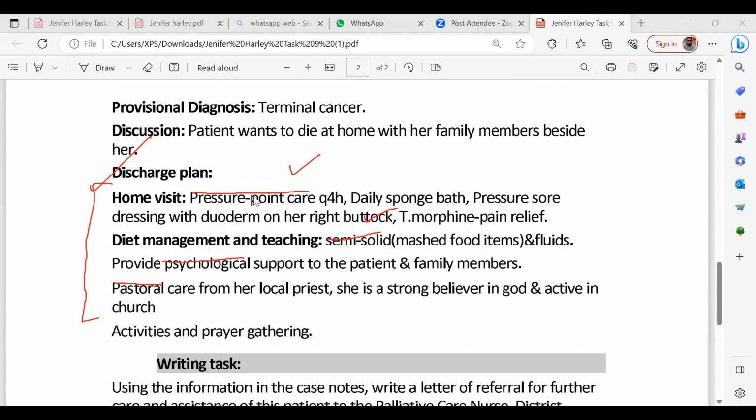The pressure point care is important. Daily sponge bath is also important. Semi-solid dietary instruction is important. Psychological support and religious aspect is also important. So in view of this reading, now we can get to know that we have to read the case notes from top to bottom now.